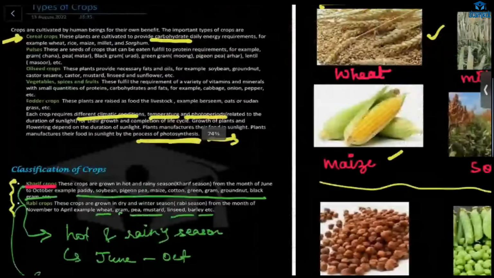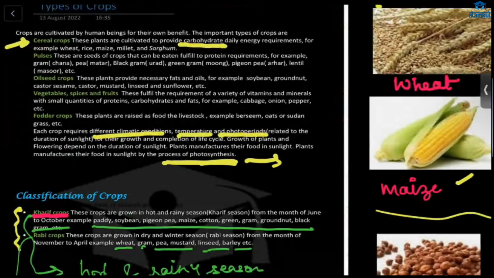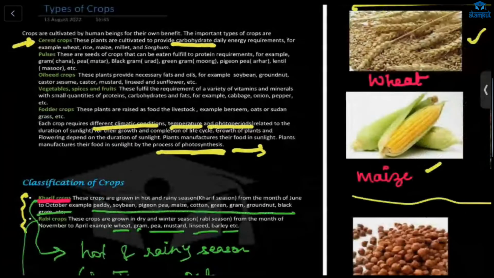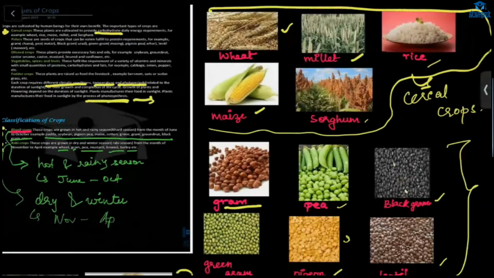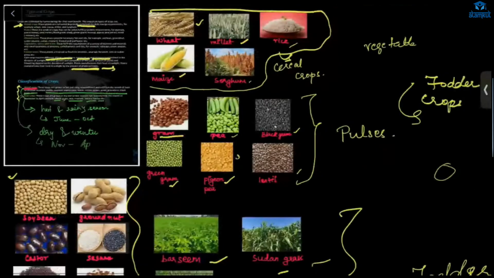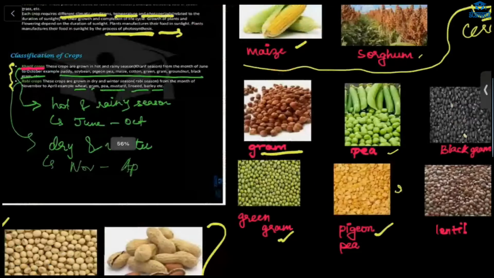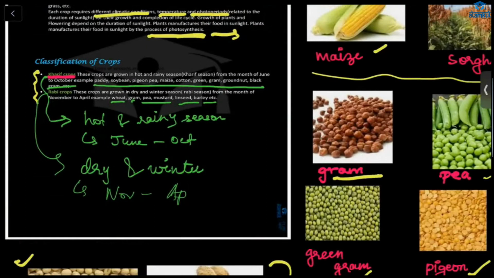Then we have talked about types of crops. How many types? Cereals, pulses, oil seed crops, vegetables, spices, and fruits. Then fodder crops. These all are the types of crops, right? Then in the classification, there are two types. What are those? Kharif and Rabi.